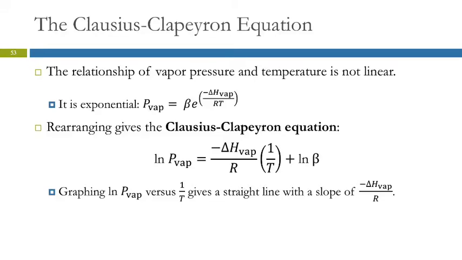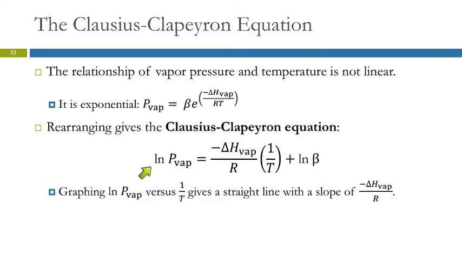So we're going to look at the relationship between vapor pressure and temperature. It's not linear, as we saw in that previous graph. It's actually exponential, and it can be described by this equation, which is kind of messy. But we can rearrange this and make it into a linear equation. This is called the Clausius-Clapeyron equation.